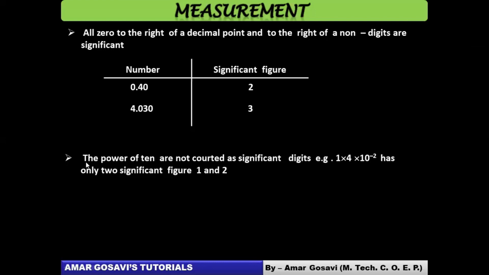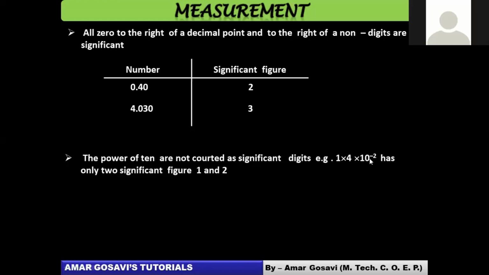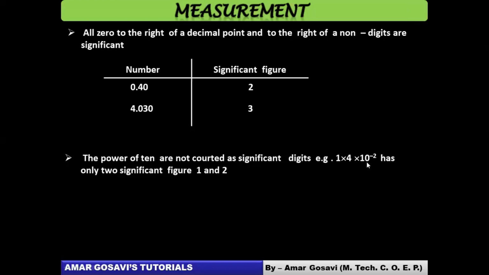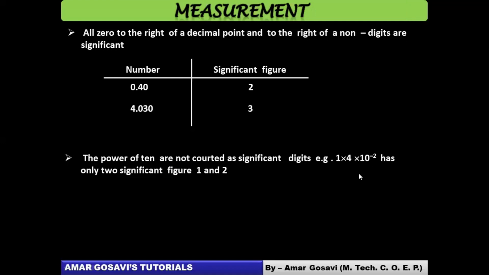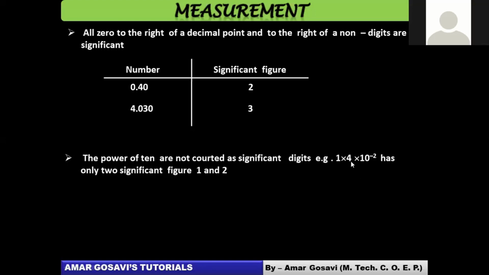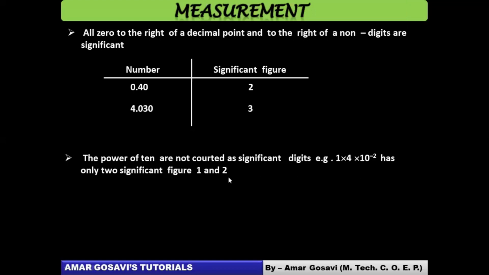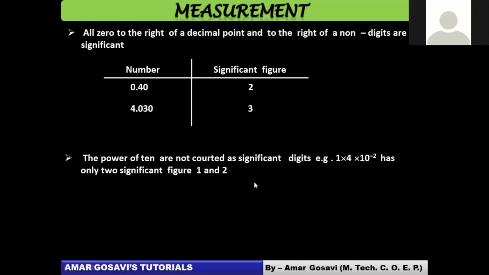I'll explain this. The power of 10 are not considered as significant. Means whatever are the powers of 10, either the power of 10 is 10 raised to minus 2, it is not considered as significant. These figures are not considered as significant ones. You got my point? So 10 raised to minus 2 is not significant. Only 1 and 4 are significant. Is that clear? Hopefully. Yes, sir, that's clear. Thank you.